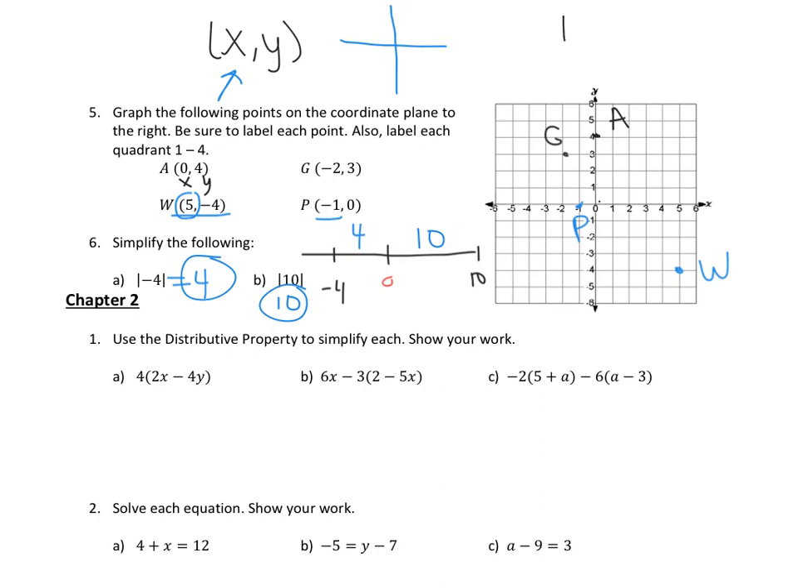We'll do a couple more. So the absolute value of negative 3 is 3. The absolute value of 5 is 5. The opposite of the absolute value of negative 6 would be negative 6: the absolute value of negative 6 is 6, and the opposite of that is negative 6.